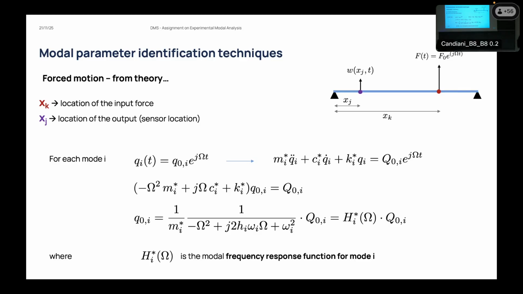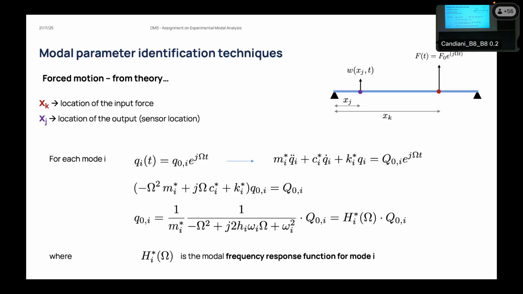What we can do is to start with the equation of motion. So again, mi star qi double dot of t plus ci star qi dot of t plus ki star qi of t equal to Q0i e to the i capital omega t. For this non-homogeneous ordinary differential equation, the particular solution can be written as qi of t equal to Q0i e to the i capital omega t.